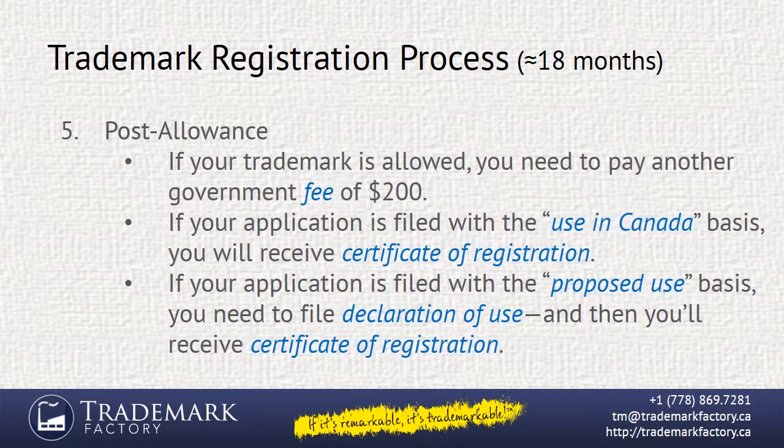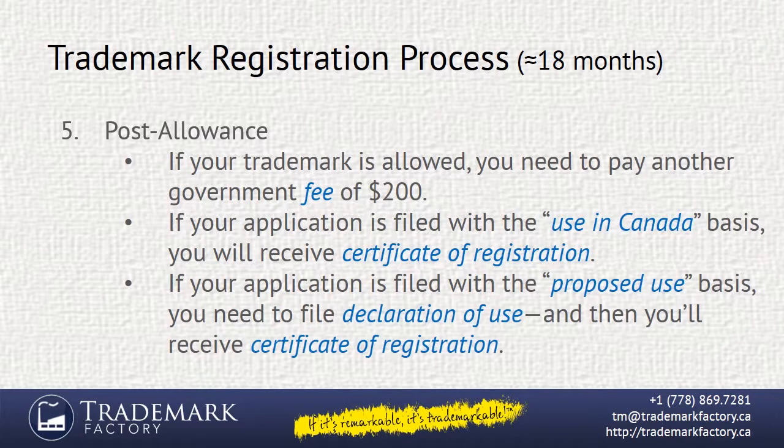If you are among the lucky 25% and you don't receive an office action, you may be done in about a year. If you're unlucky to attract opposition proceedings, the process may take as long as 3 to 5 years.